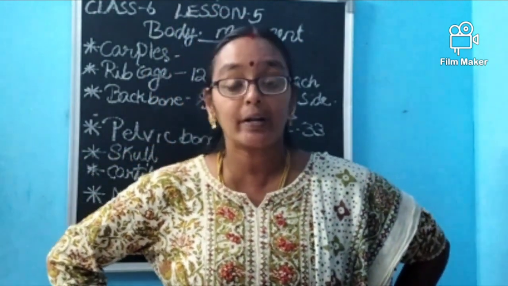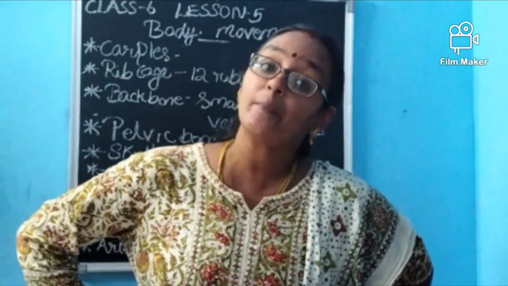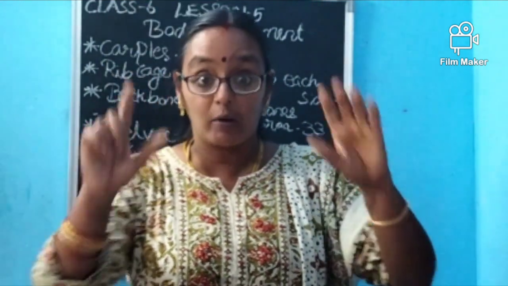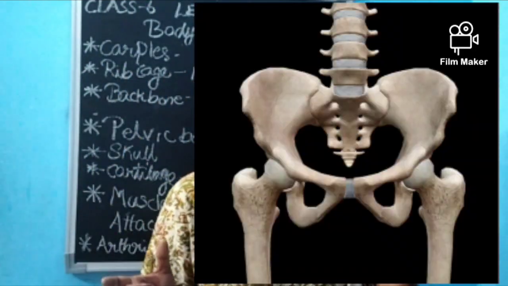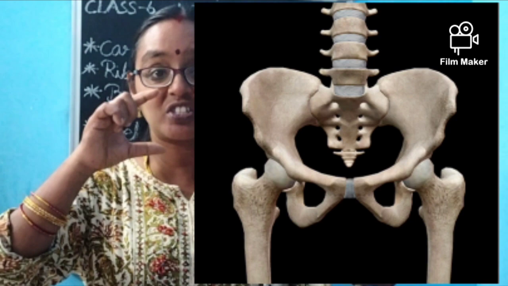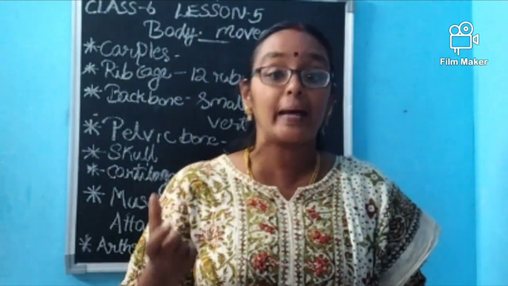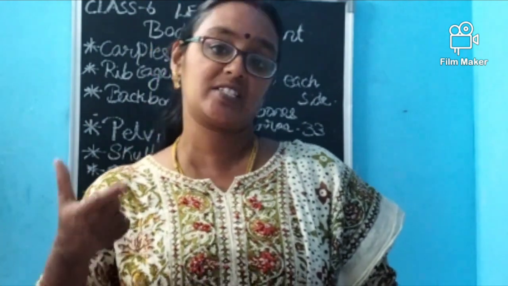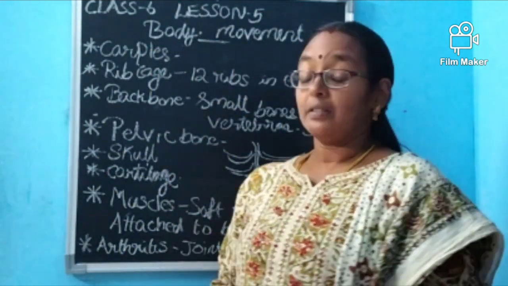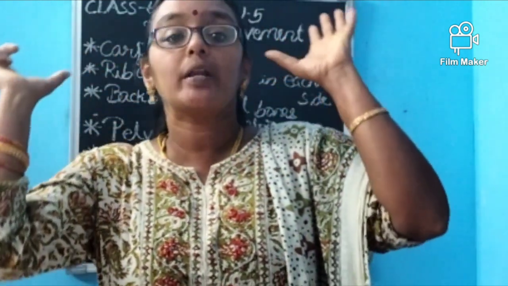If this pelvic bone has any problem, we are not able to sit properly or stand properly, and our shape will not be proper. The strength and stability for the structure is given by which bone? The pelvic bone, which helps us to sit and stand. Okay? Then we have to go to the important part, that is the skull.